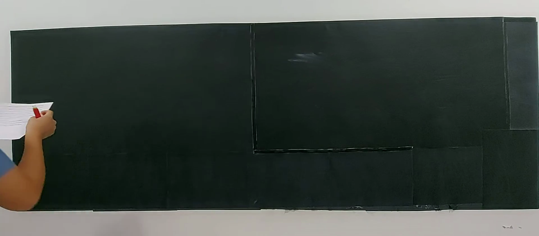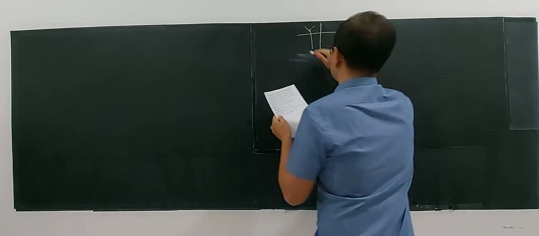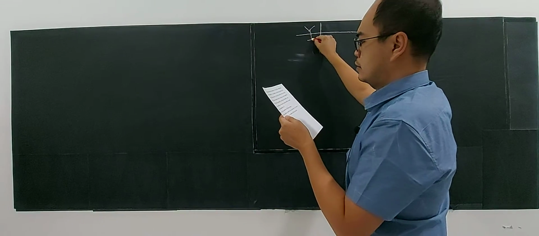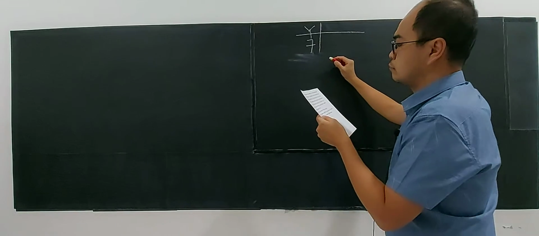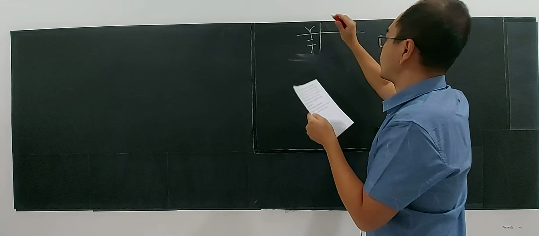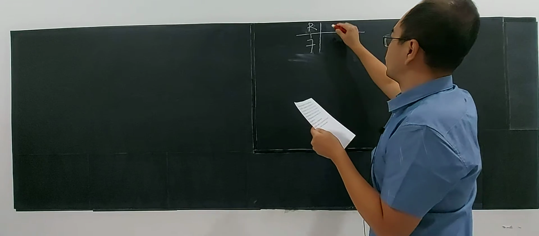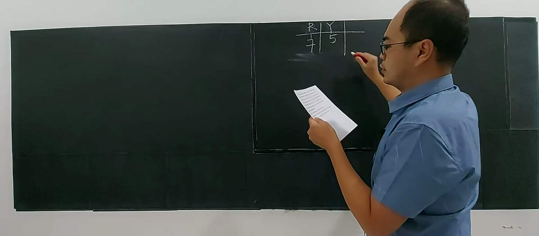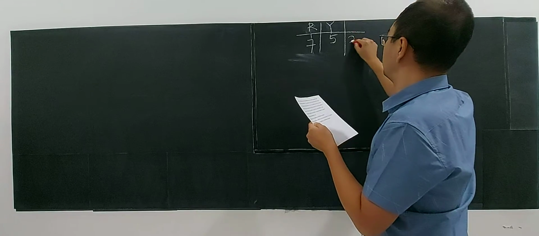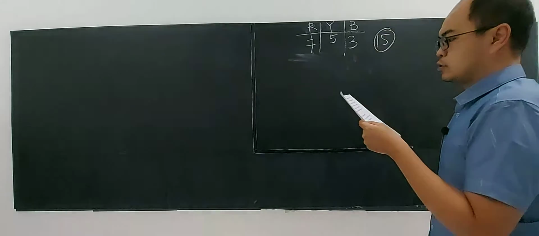So you look at the diagram. You must know how many balls of each color there are. We have 7 red marbles, 5 yellow marbles, and 3 blue marbles. Total up, you have 15 marbles. So 2 marbles are chosen randomly from a box, one by one from a box.